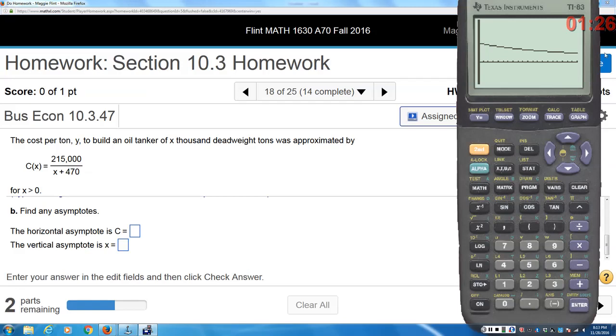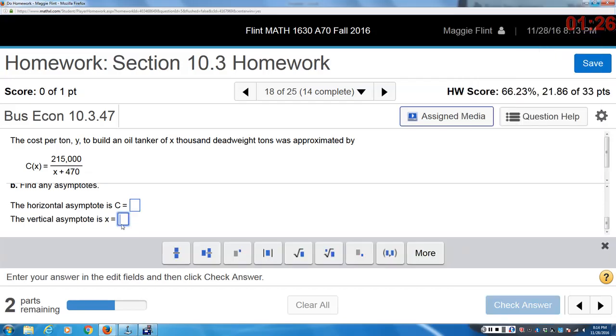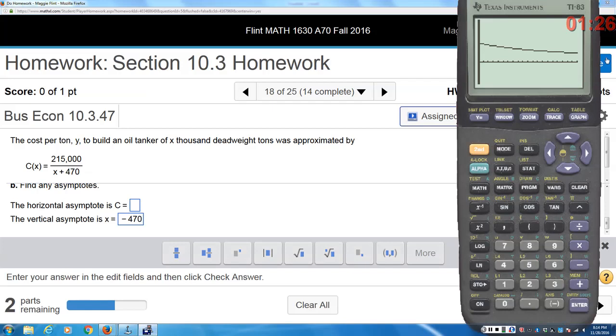Okay, as long as I'm staying with positive values, I'm guessing that that thing's going to keep on going out. The only place it's going to have a potential asymptote is when x would be negative 470, and it says x has to be positive, right? So it would be at negative 470, but that's not really useful in our problem. Horizontal one, yeah, it probably has some kind of a limit out here, okay?